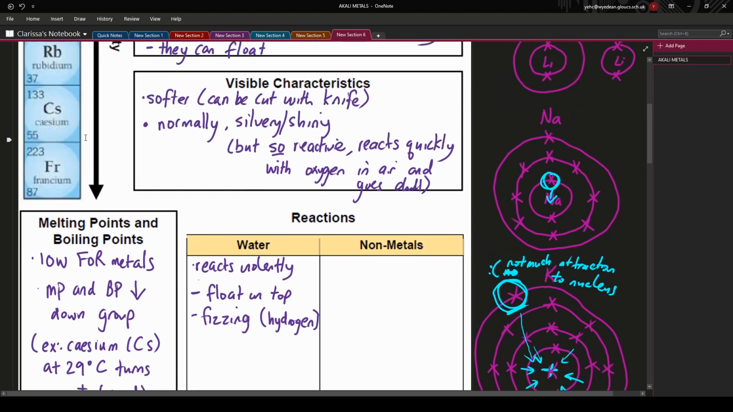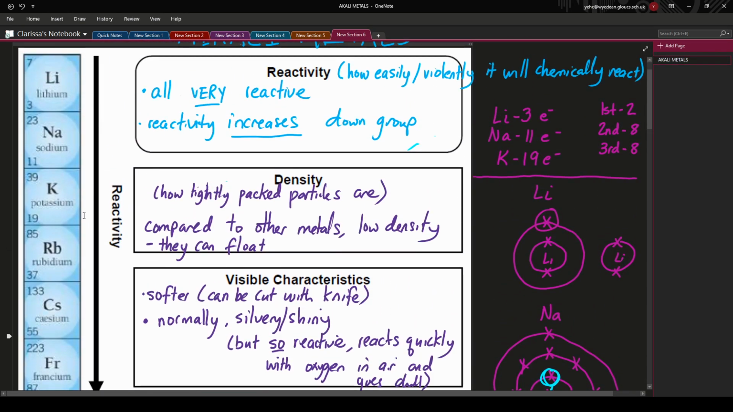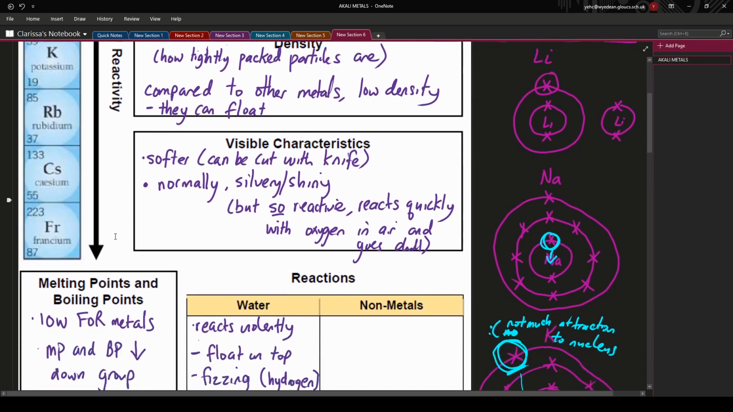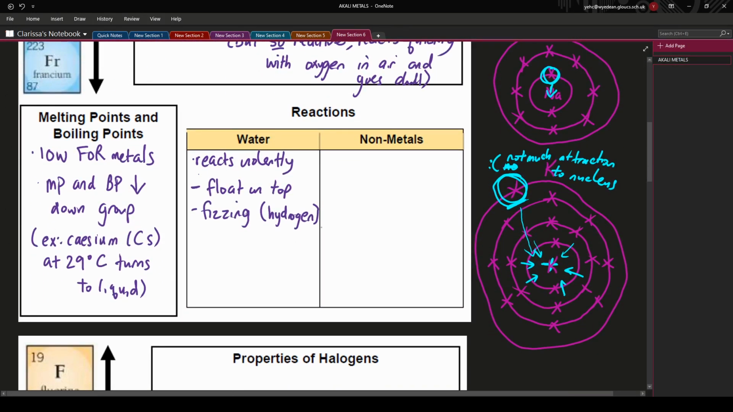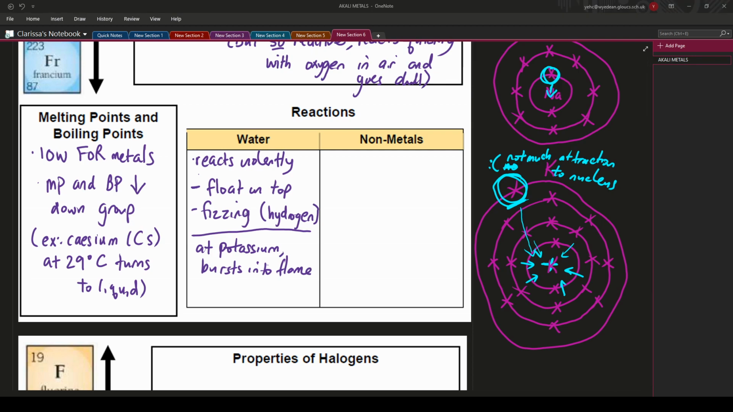When you get to potassium, though, which is just the third one down, if you put potassium in water, it's so reactive. Remember, its reactivity increases as you go down the group. When you hit potassium, it's so reactive that it actually bursts into flame. And it even gets more and more reactive as you go down that group. I'll put a YouTube link after this page.